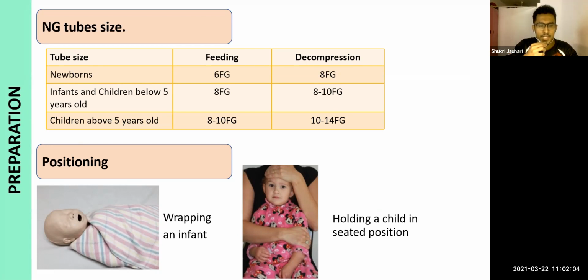Okay, as for the positioning, it can be divided into two. If the patient is an infant, we will wrap the patient like shown in the picture. And if the patient is a child, we will have the caregiver hold the child in a seated position, like in the picture. Okay, next.